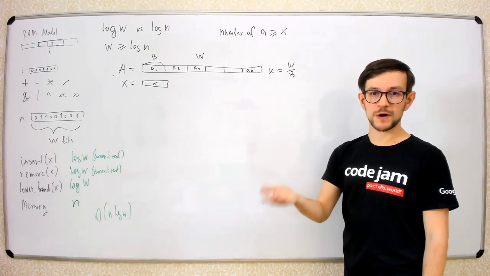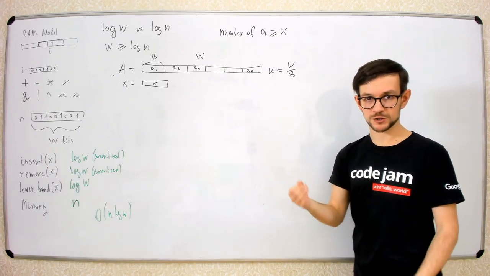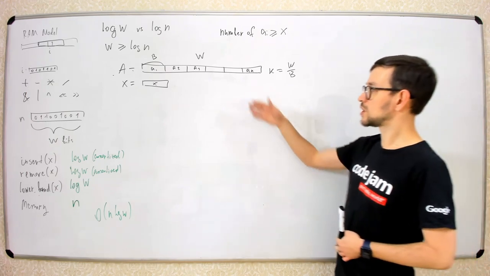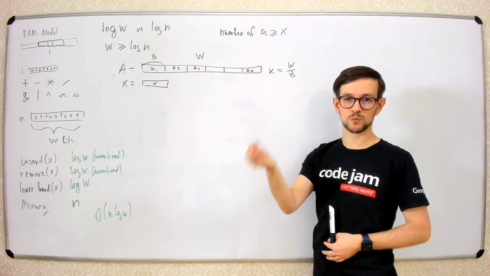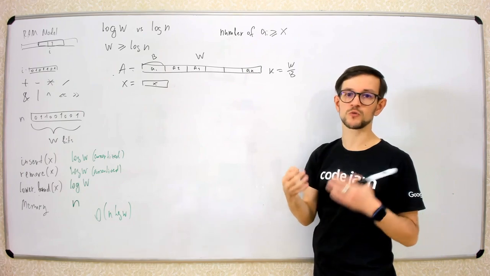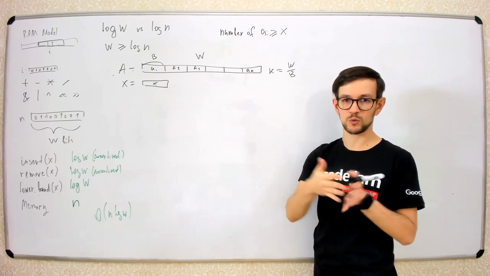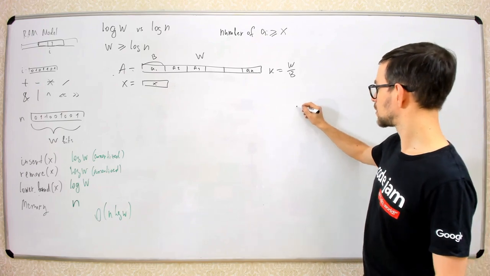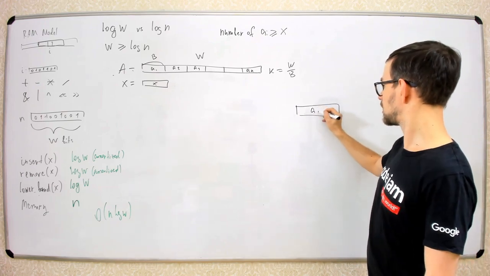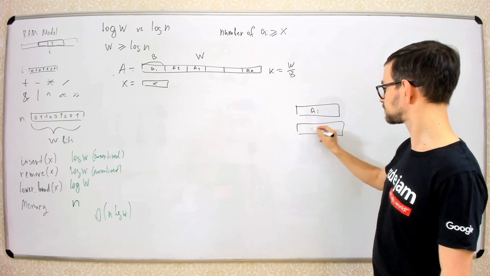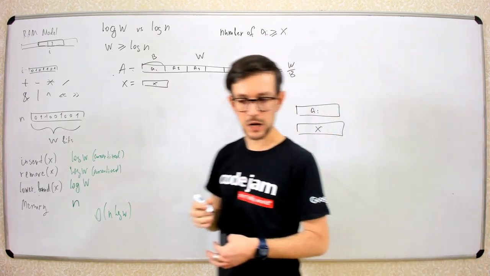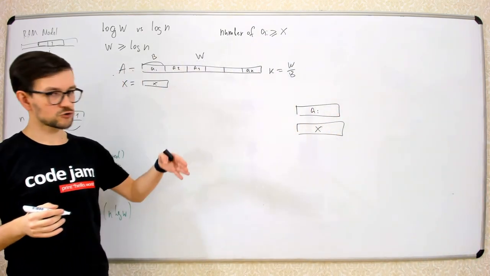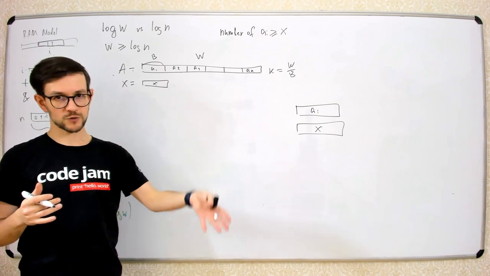How can you compare two elements using arithmetic operations? Again, I don't want to make the comparison. Comparison returns a Boolean value, true or false. I don't want a Boolean value. I want some integer value so it will have more information. So how can you compare two elements? This is element A_i and element x. How can you compare two integers using just integer operations?